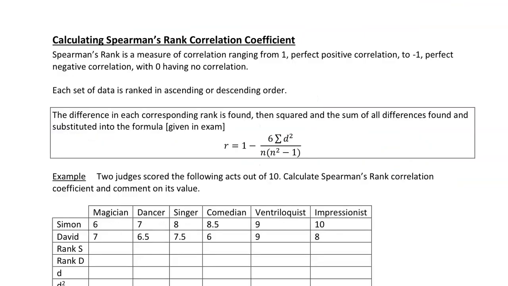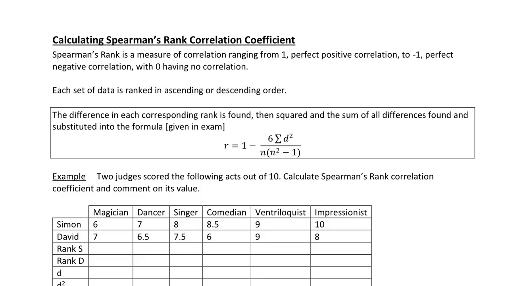Last bit of notes we're going to look at today is calculating Spearman's rank correlation coefficient. Now, Spearman's rank is just a measure of correlation ranging from 1, which is perfect correlation, to -1, which is a perfect negative correlation. And 0 is when you're right in the middle, and that's when there is no correlation. So there's absolutely no relationship between the two variables. So this gives us a much more robust, more mathematical way of doing this, as opposed to you just drawing a line of best fit.